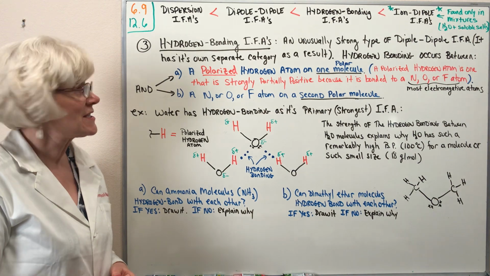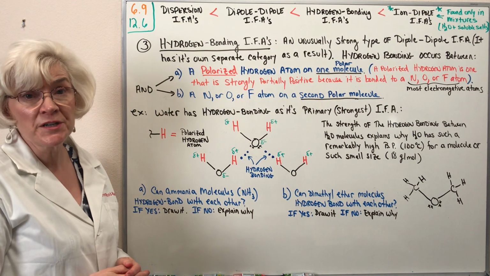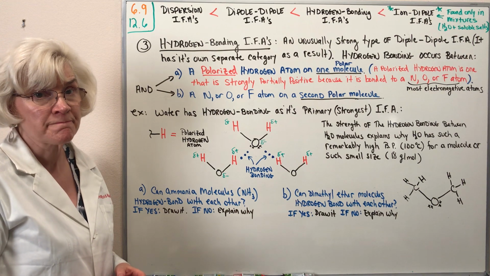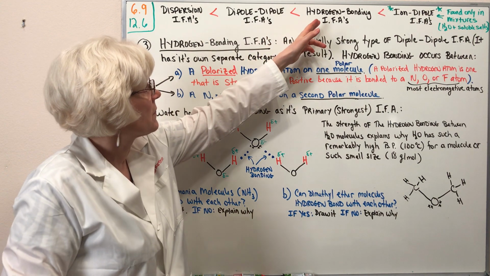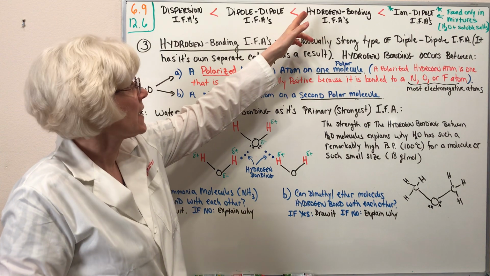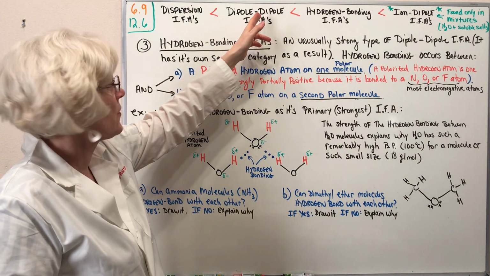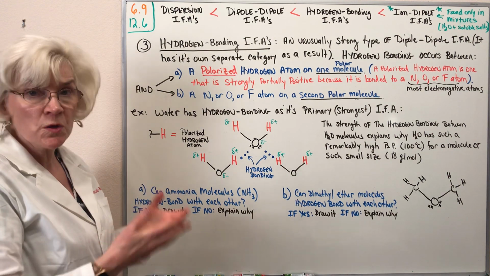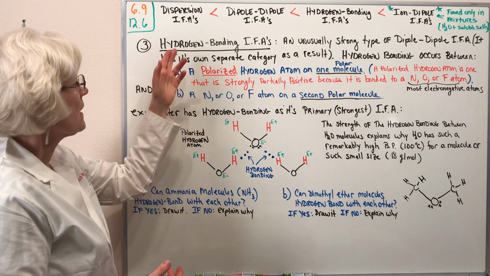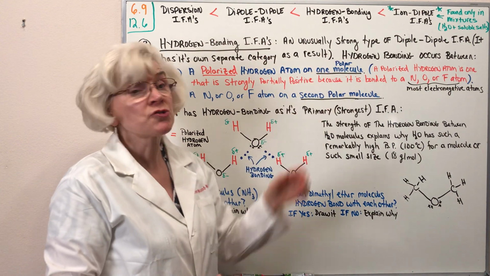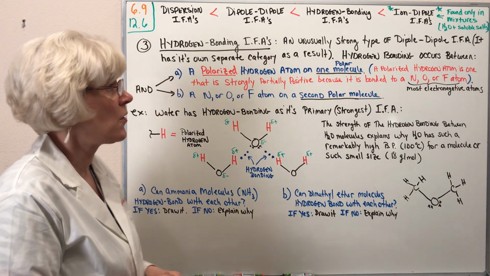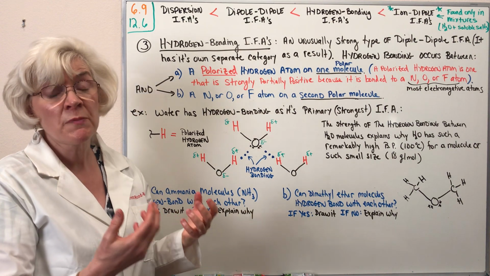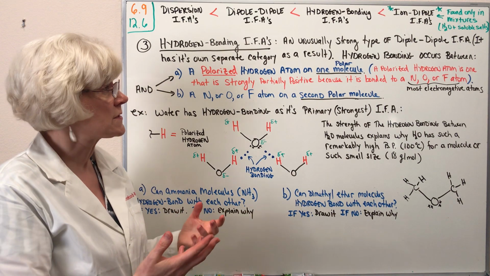We're now going to turn our attention to the third type of intermolecular force of attraction, which is known as hydrogen bonding. So we see here that hydrogen bonding is a stronger intermolecular force of attraction than either dipole-dipole or dispersion IFAs. So what is hydrogen bonding? Hydrogen bonding is an unusually strong type of dipole-dipole intermolecular force of attraction.